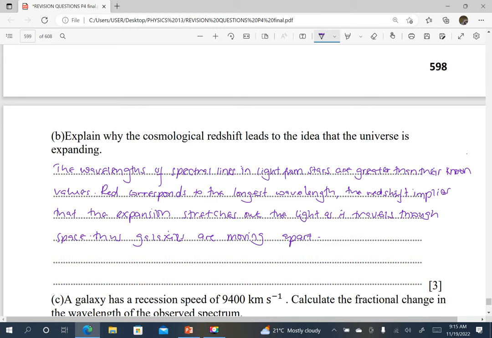So redshift shows stars in distant galaxies are moving away from the Earth. Redshift, the red corresponds to the longest wavelength. The redshift implies that the expansion stretches out the light as it travels through space. Thus, galaxies are moving apart and away from the Earth.